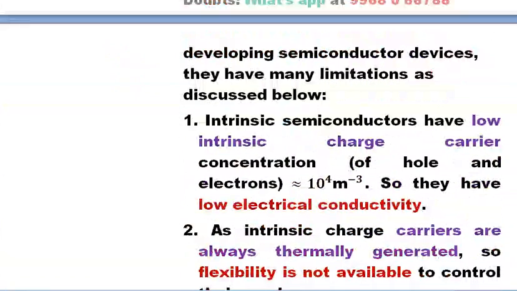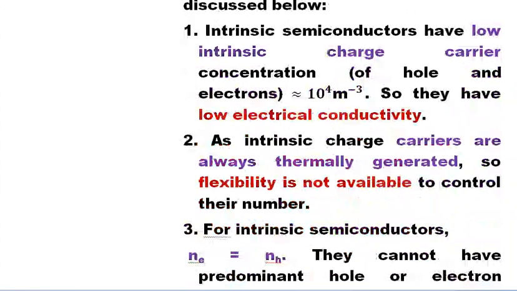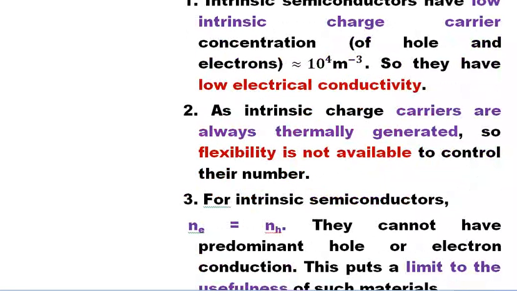Very low number of charge carriers. Here it is given as 10 to the power 4 per meter cube. Hence they have a very low electrical conductivity. And again, dear students, intrinsic charge carriers are always thermally generated. As we raise the temperature, some charge carriers are free to move, and flexibility is not available here, as we cannot control the temperature everywhere all the time.